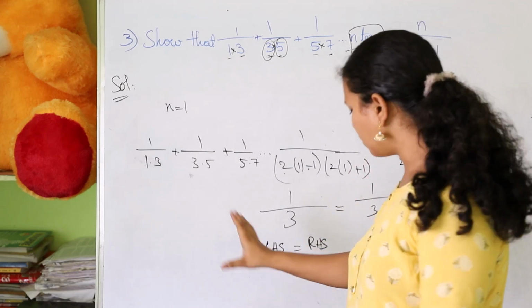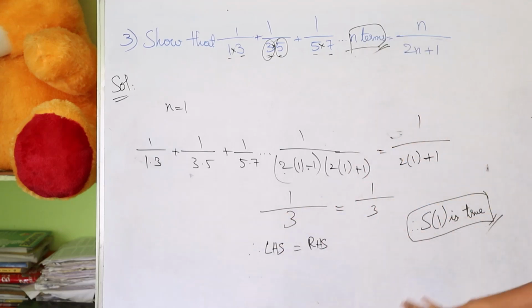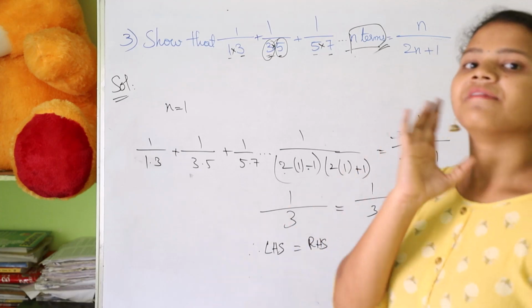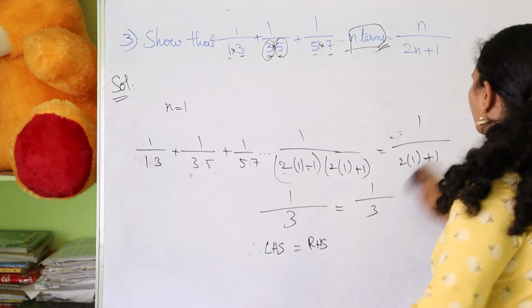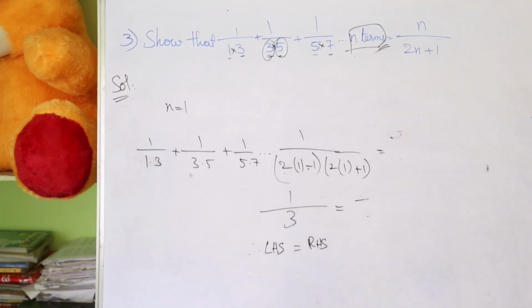1 by 3 on the LHS side, and on the RHS side we got what? 1 by 3. So LHS is equal to RHS, where S of 1 is true. Now what do we do? Let's go for the next one.